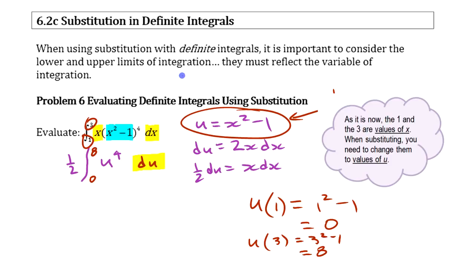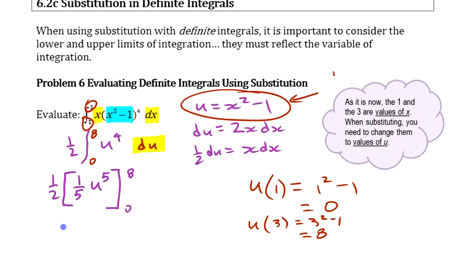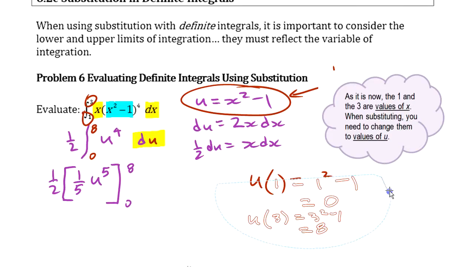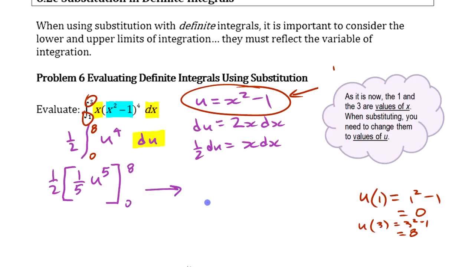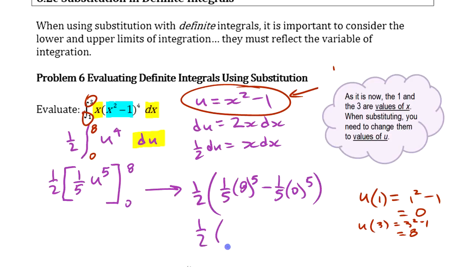Then we can work this out. We have a half, and we're going to use an antiderivative here: 1/5 u to the 5th from 0 to 8. So we need to know now what that's equal to. I'm going to probably run out of room here, so I'm going to move this out of the way. I'm going to put it over here. We're going to have 1/2 of 1/5 8 to the 5 minus 1/5 of 0 to the 5, which of course that second part is just 0, so we've got 1/2 8 to the 5th.